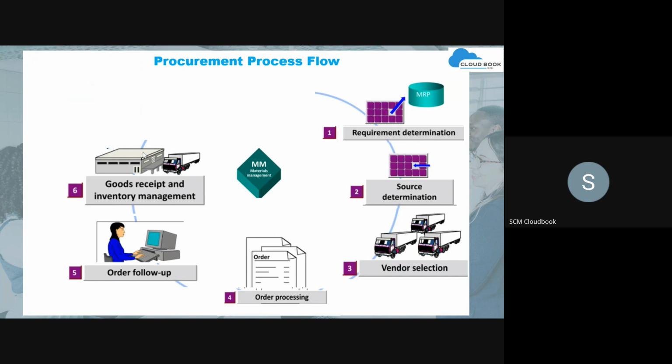And the last step over here is basically the invoice verification. Once you receive the material, based on how much quantity you have received from the vendor, you will do the invoice verification also. So what was the order, and against the order, what is the invoice you have to punch to the vendor?